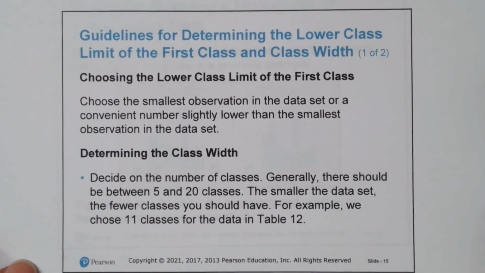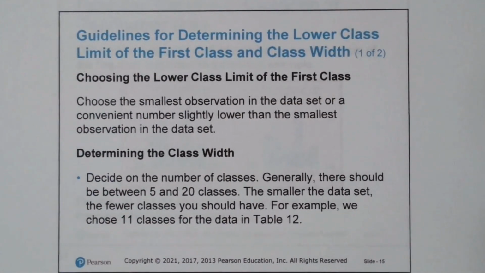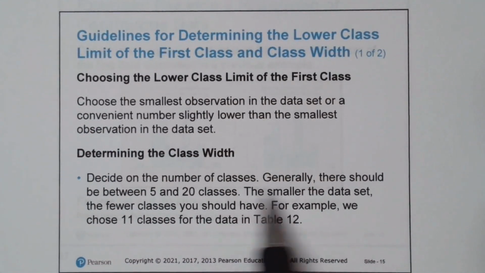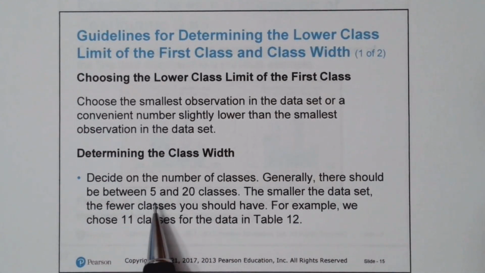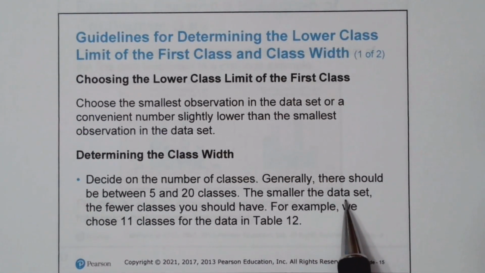So, guidelines for determining the lower class limit of the first class and the class width. For choosing the lower class limit of the first class, choose the smallest observation in the data set, or a convenient number slightly lower than the smallest observation in the data set. To determine the class width, decide on the number of classes. Generally, there should be between 5 and 20 classes. That's a guideline. The smaller the data set, the fewer classes you should have.